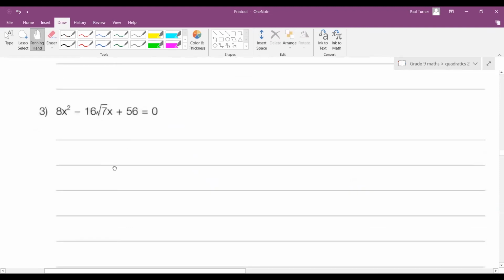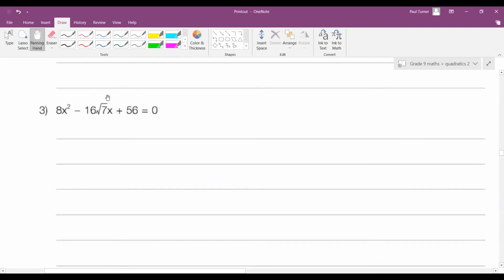So in this one, the first thing you need to do, let's start you off, is divide everything by 8. I might not tell you how you should do this one, but divide everything by 8 first. You get x squared minus 2 root 7 x plus 7 equals 0. I'll leave it there, and I would do that first. Do that one here, and then put your answer into the item pool.